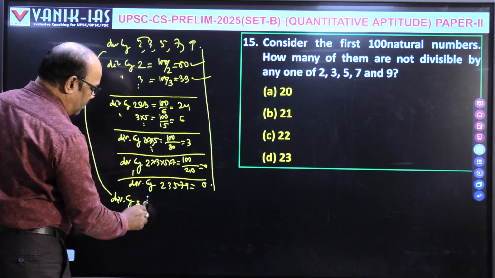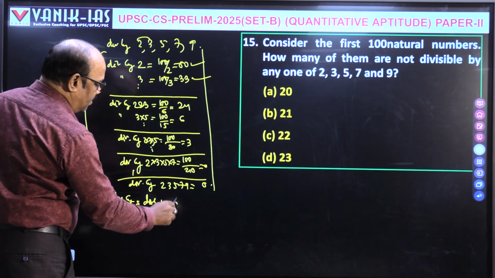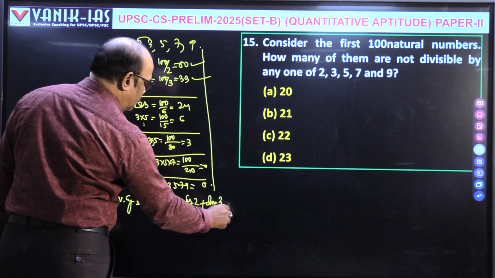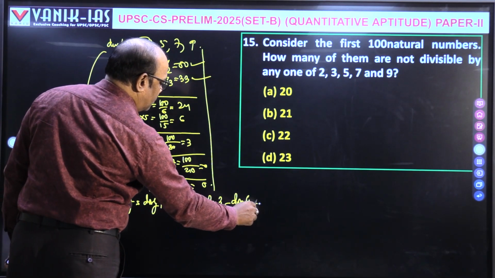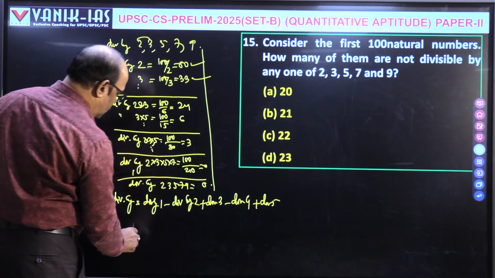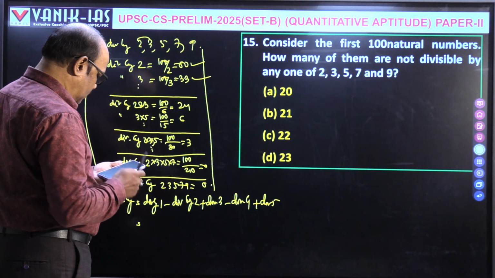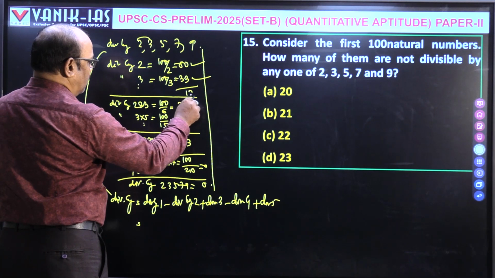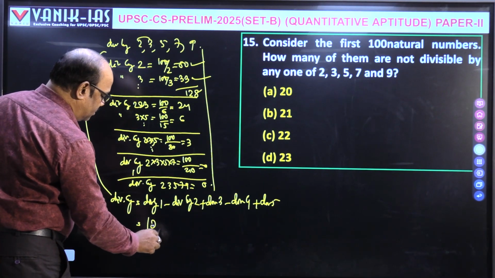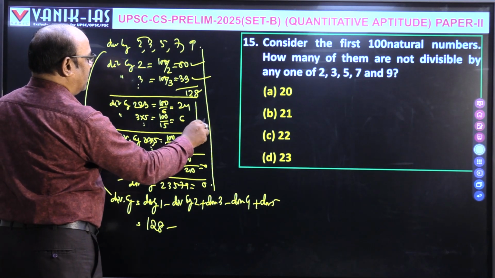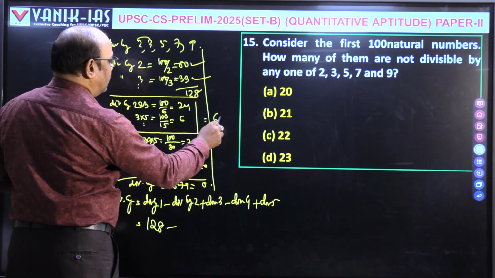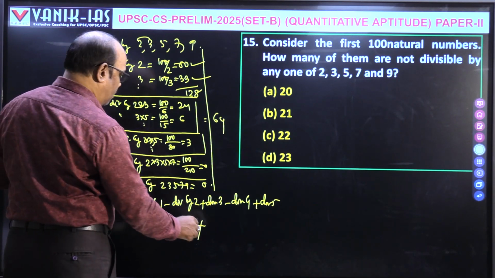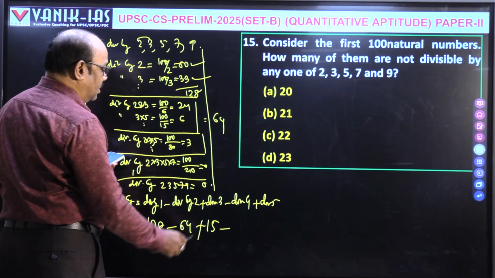So divisible by 1 minus divisible by 2 numbers plus divisible by 3 numbers minus divisible by 4 numbers plus divisible by 5 numbers. By adding all the divisible by 1 numbers, 50, 33 and the rest, that becomes 128. So write down 128 minus divisible by 2 numbers, add all this, that becomes 64. So minus 64 plus divisible by 3 numbers, add all this, that becomes 15.